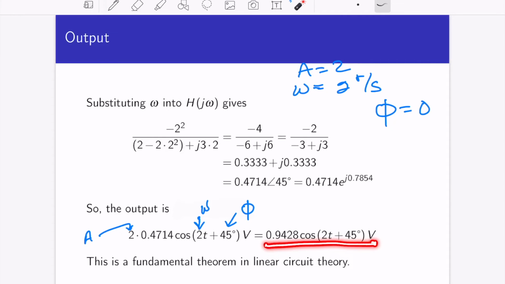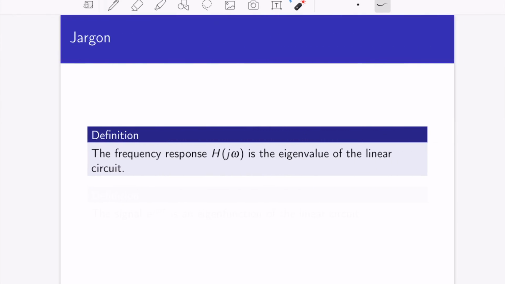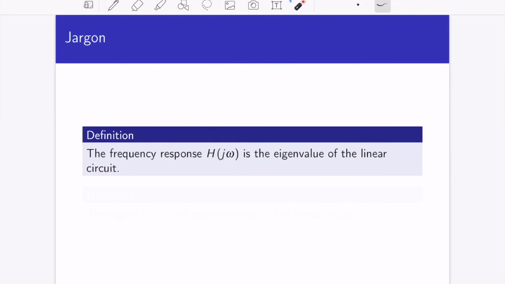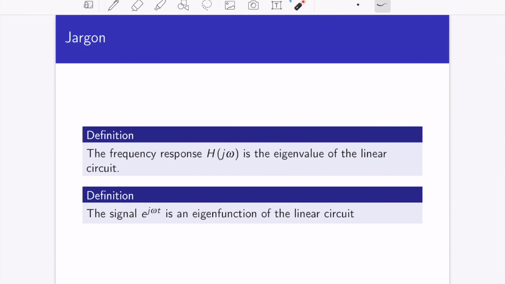This is a fundamental theorem in linear circuit theory. So if you have an input and you have the transfer function, you can multiply them together and figure out the output. In this case, we're just considering a particular value of omega. So we can define the frequency response H of j omega to be the eigenvalue of the linear circuit. That goes back to your math classes. And then the signal e to the j omega t will be an eigenfunction of that same linear circuit.